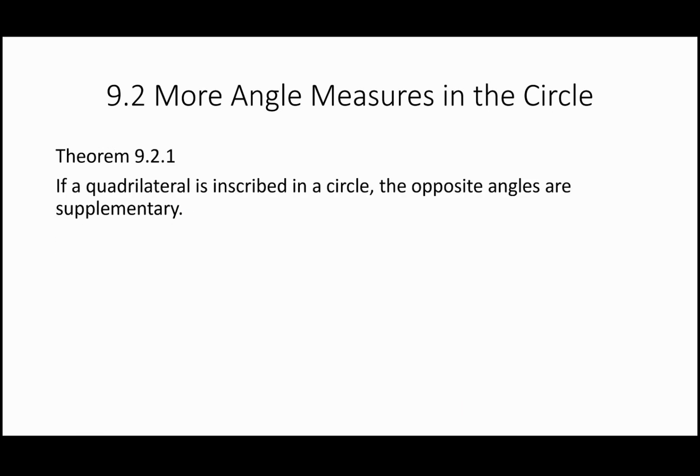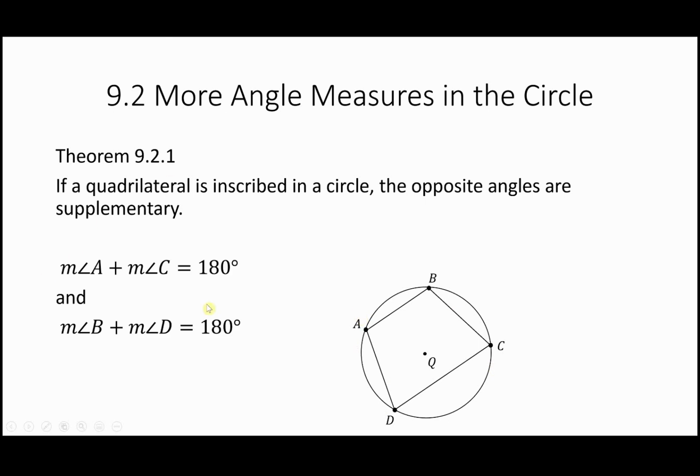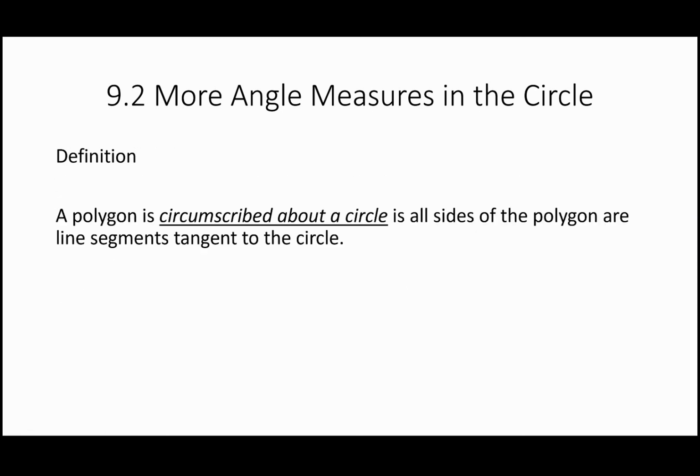here is a theorem. If a quadrilateral is inscribed in a circle, the opposite angles are supplementary. Okay, so we're going to use the same figure once again. Here is circle Q with inscribed quadrilateral A, B, C, D. And so what we get to say is that the opposite angles, in this case A and C, if we were to add together their measures, they would be 180 degrees. That's the definition of supplementary. And the same is true for the measures of angles B and D. Okay, great. So we're going to use this one a little bit later on for sure.